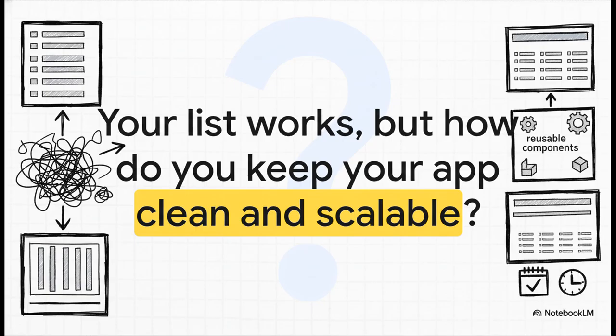So now your list is working beautifully. It's fast, it's efficient, it's professional. But what happens when your app starts to grow? What happens when you have a list of users over here, a list of products over there, a list of comments somewhere else? How do you manage all of that code without it turning into a tangled, unmaintainable mess? Well, we're going to solve that exact problem tomorrow when we learn how to create reusable components. I'll see you then.